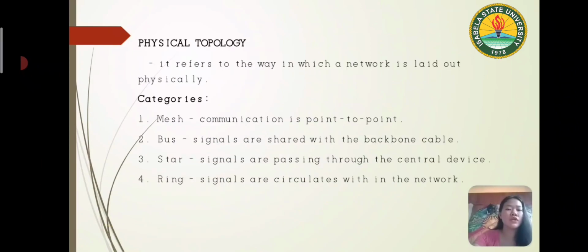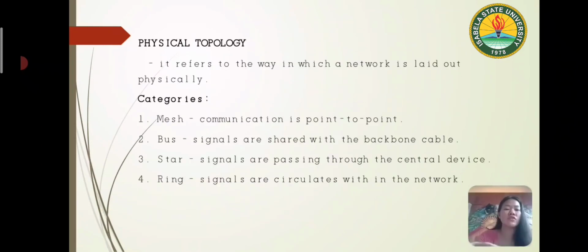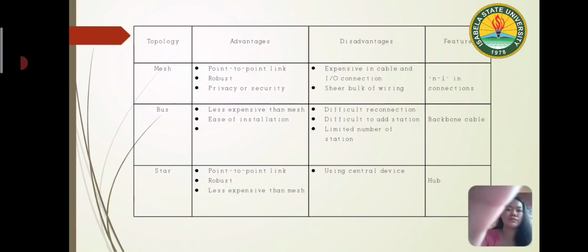Physical topology refers to the way in which a network is laid out physically. Physical topology is categorized into 4: the mesh, bus, star, and ring. Mesh communication is point-to-point. In bus, signals are shared with the backbone cable. In star, signals pass through the central device. In ring, signals circulate within the network.